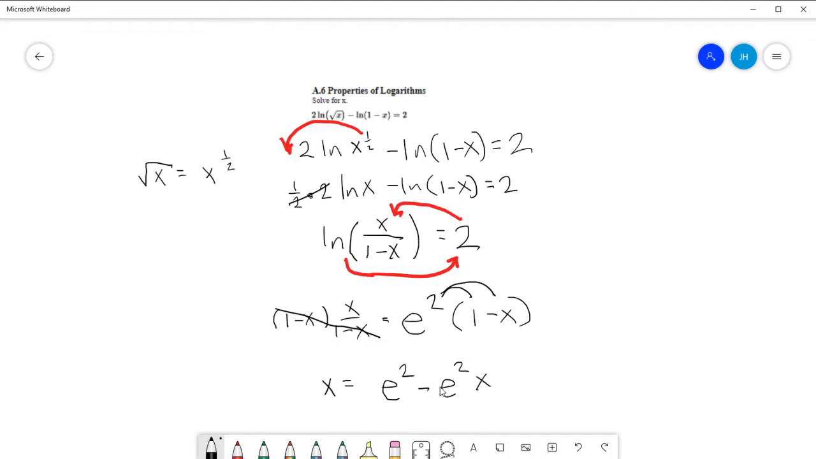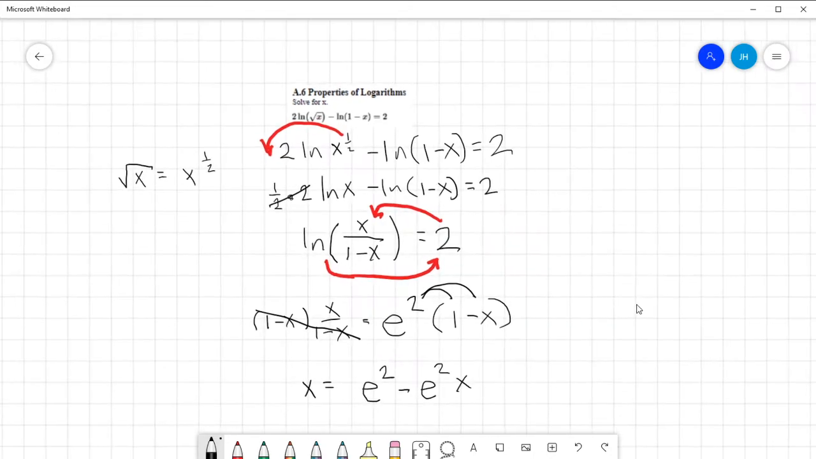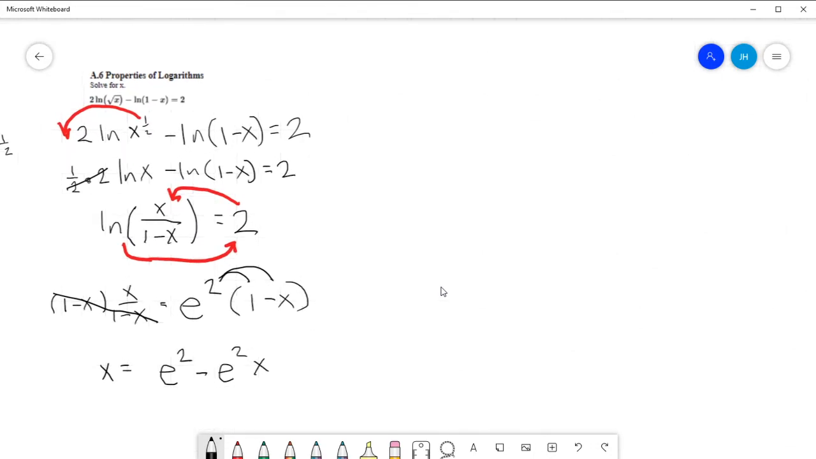Now, whenever we're solving for a variable, what we see is that we want to get all the x terms on one side. So I'm going to add e squared x to both sides. So now we would have x plus e squared x equals e squared. Okay, now here's where we need to do a little algebra, right?